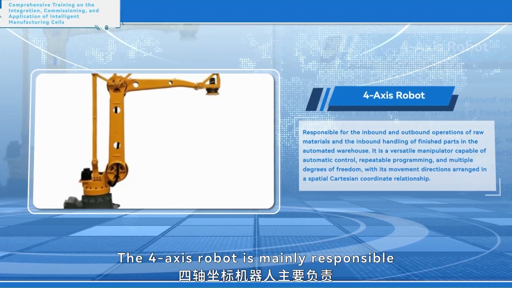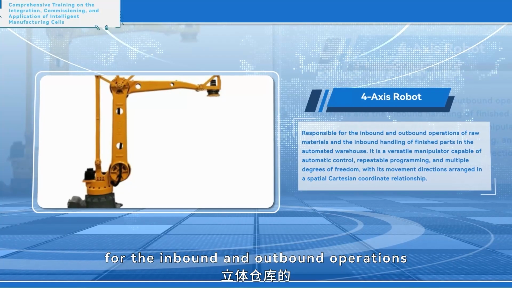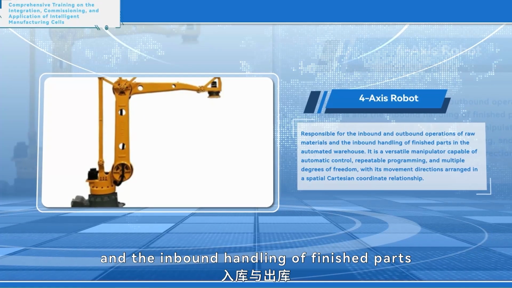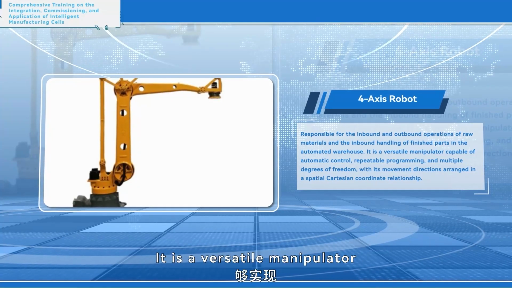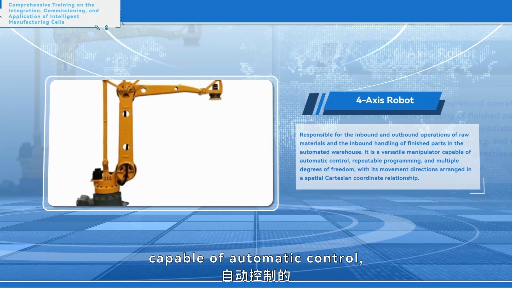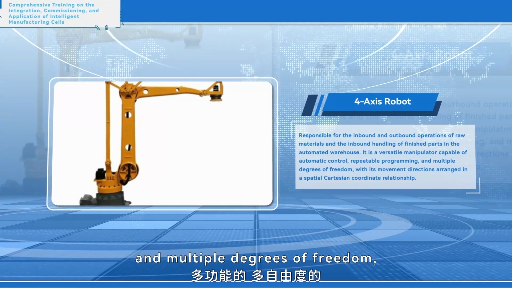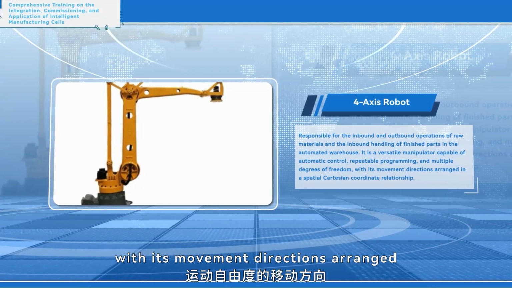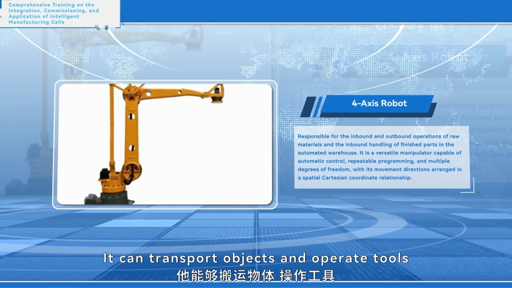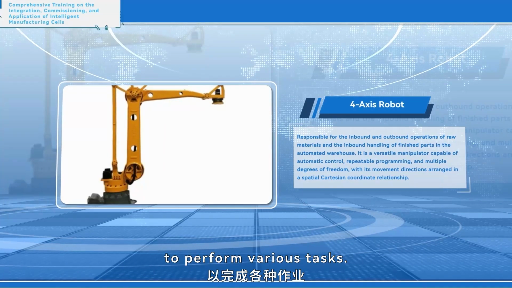6. 4-axis Robot. The 4-axis robot is mainly responsible for the inbound and outbound operations of raw materials and the inbound handling of finished parts in the automated warehouse. It is a versatile manipulator capable of automatic control, repeatable programming, and multiple degrees of freedom, with its movement directions arranged in a spatial Cartesian coordinate relationship. It can transport objects and operate tools to perform various tasks.